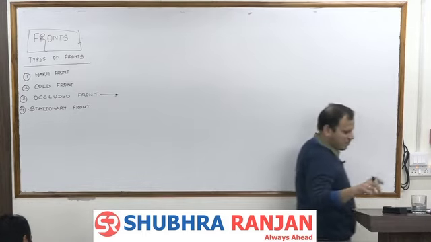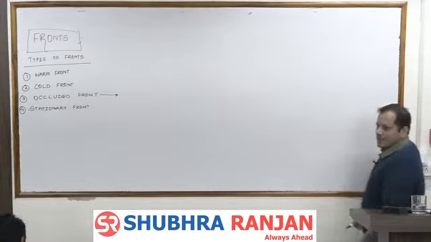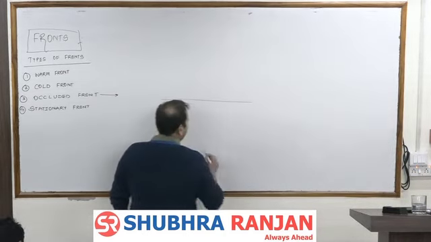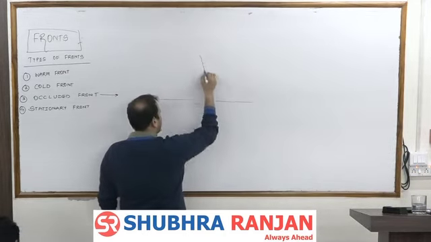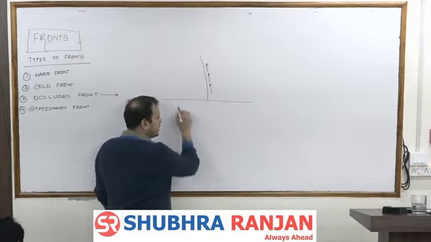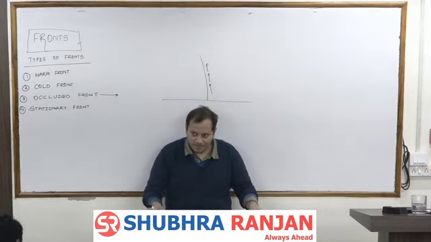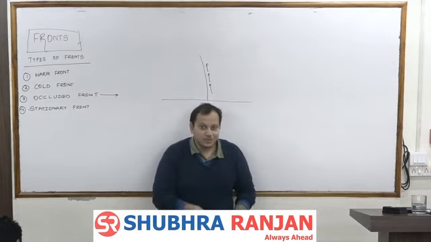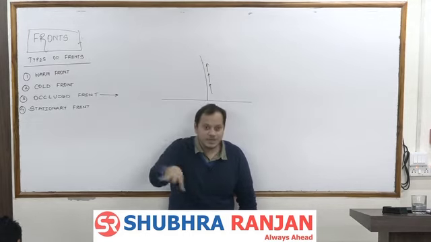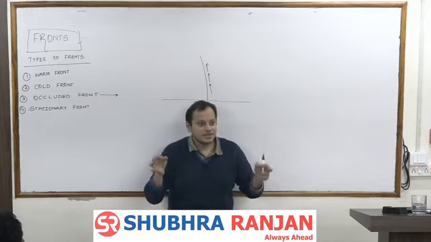Occluded front. Now you tell me what is happening in the region of the cold front. Which air is going upwards? Warm air. Which will remain below? Once a cold front is completed, cold air. What is happening in the warm front? Which air is going upwards? Warm air. So which air will remain on the ground? Cold air. So that is when we say occluded front.